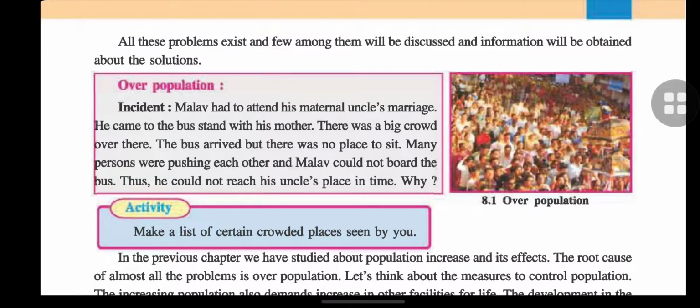Incident: Malo had to attend his maternal uncle's marriage. He came to the bus stand with his mother. There was a big crowd over there. The bus arrived, but there was no place to sit. Many persons were pushing each other, and Malo could not board the bus. Thus, he could not reach his uncle's place in time. Why? It is because of overpopulation.